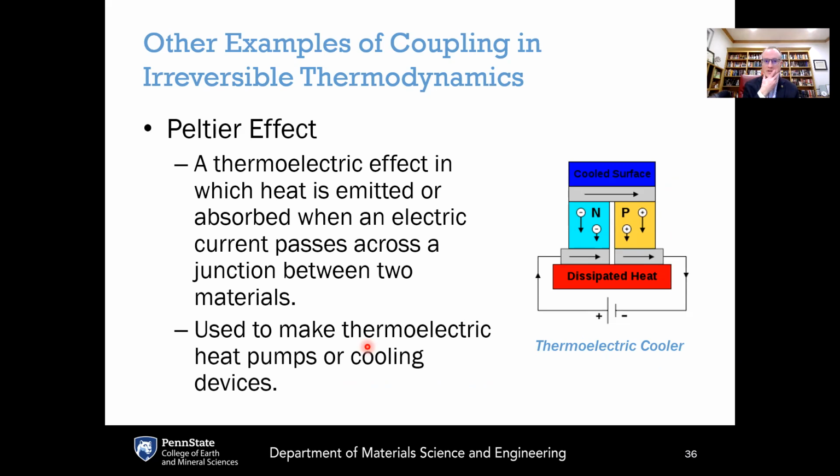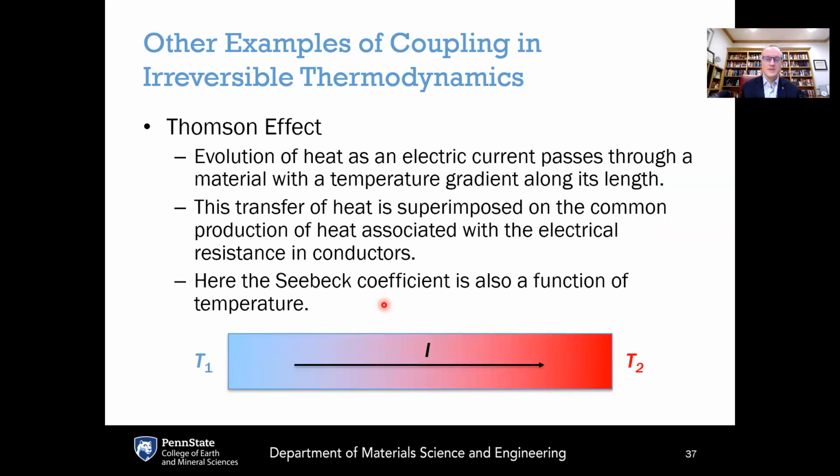The opposite of that, which is really the same fundamental process, is the Peltier effect. This is a thermoelectric effect in which heat is emitted or absorbed when an electrical current passes across a junction between two different materials. This is used to make thermoelectric heat pumps or cooling devices. So here we're applying an electrical potential gradient and getting the flow of heat. So it's just the inverse of what we did with the Seebeck effect. But assuming Onsager reciprocity is valid, the strength of the coupling is the same between those two effects.